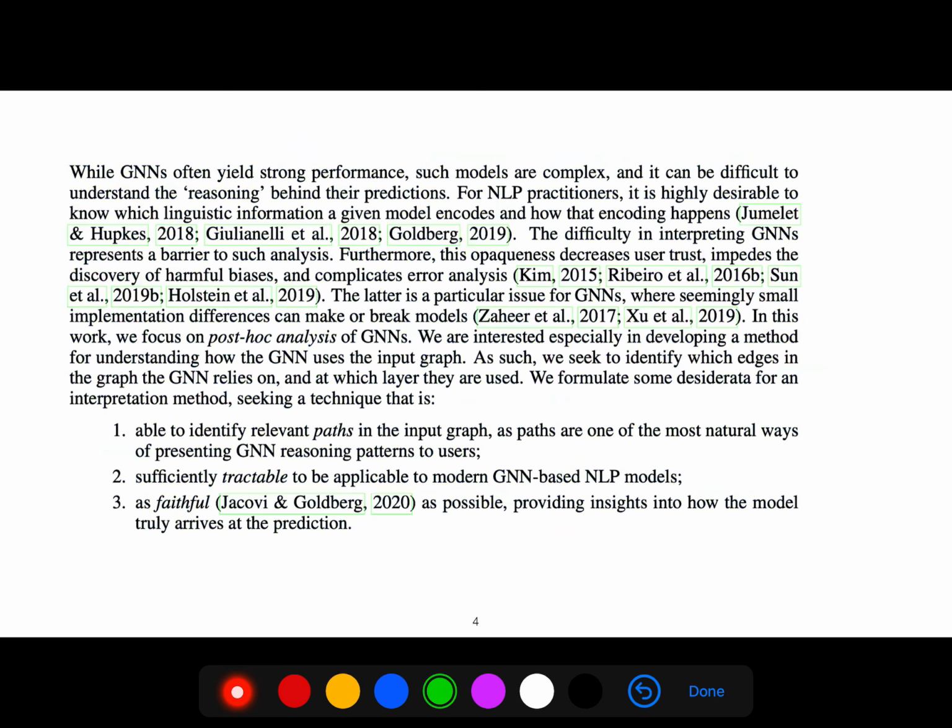I don't know. So while GNNs often yield strong performance, such models are complex, and it can be difficult to understand the reasoning behind their predictions. For NLP practitioners, it is highly desirable to know which linguistic information a given model encodes and how that encoding happens. The difficulty in interpreting GNNs represents a barrier to such analysis.